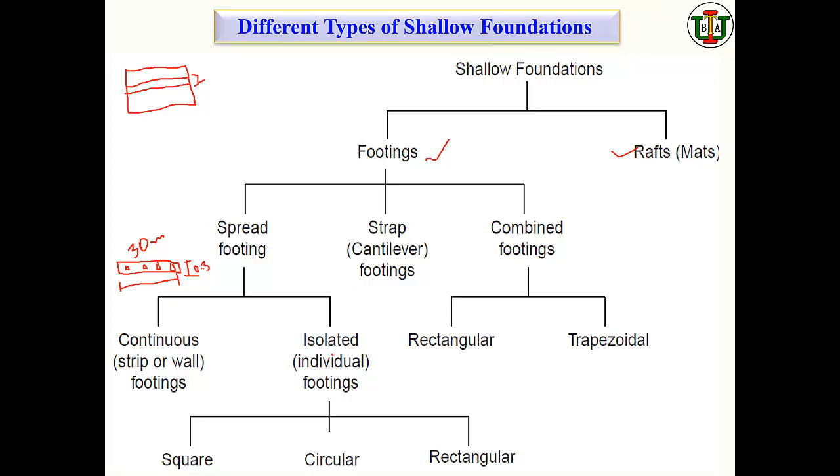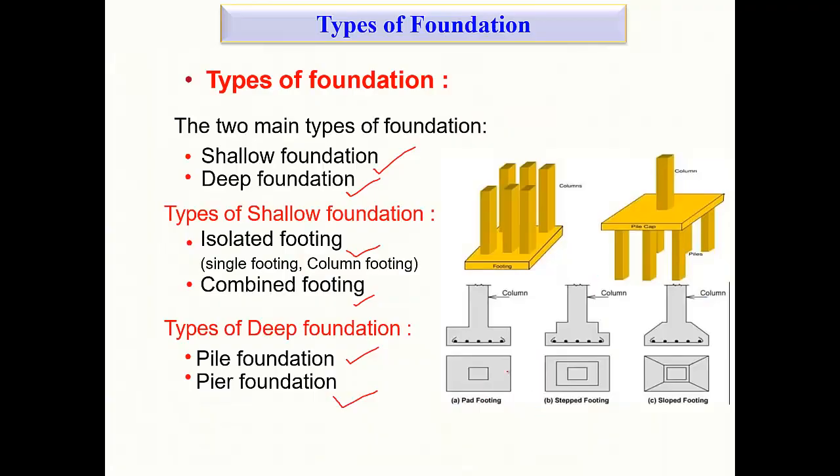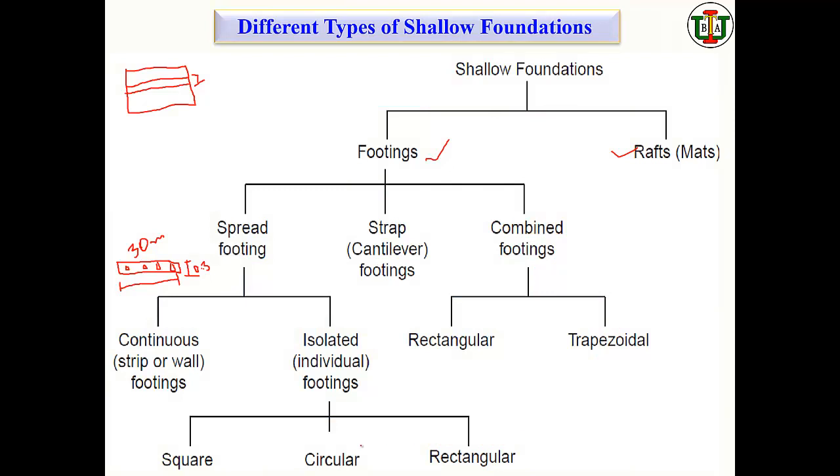So in case of isolated ones, that is the individual footings, you can see in these pictures, it can be different kinds. Here you can see the types based on the padding conditions. This is simply a pad footing. It is a stepped one if you have some steps here, and this is a sloped one if you have the slope on this one. But here we are considering the shape only. It might be square, circular, or rectangular if you consider the shape.